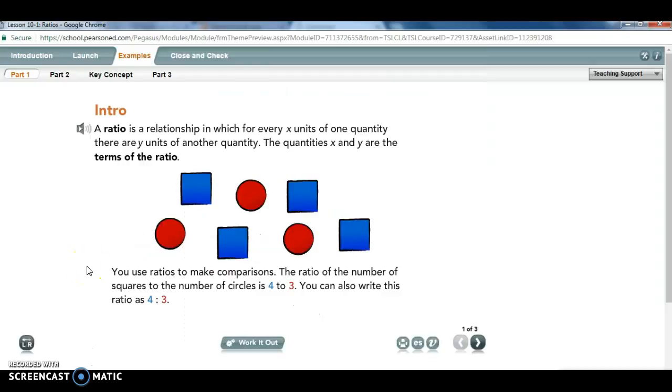Moving on to our introduction of ratios. A ratio is a relationship in which for every X units of one quantity, there are Y units of another quantity. The quantities X and Y are the terms of the ratio. You use ratios to make comparisons. The ratio of the number of squares to the number of circles is 4 to 3. You can also write this ratio as 4:3.